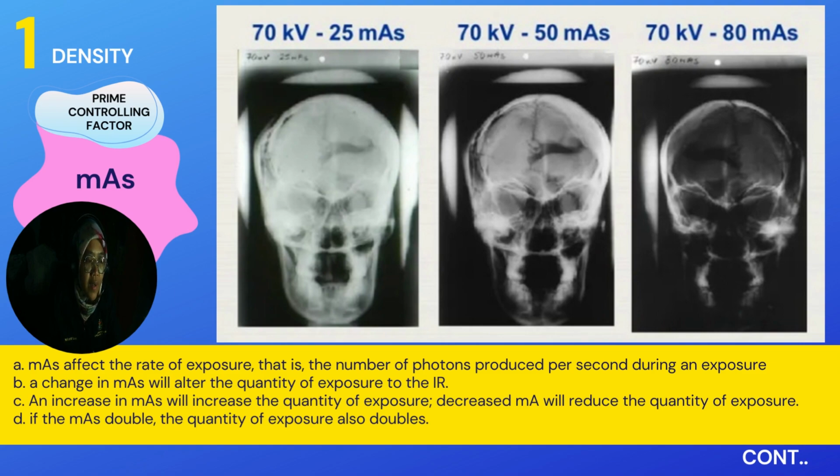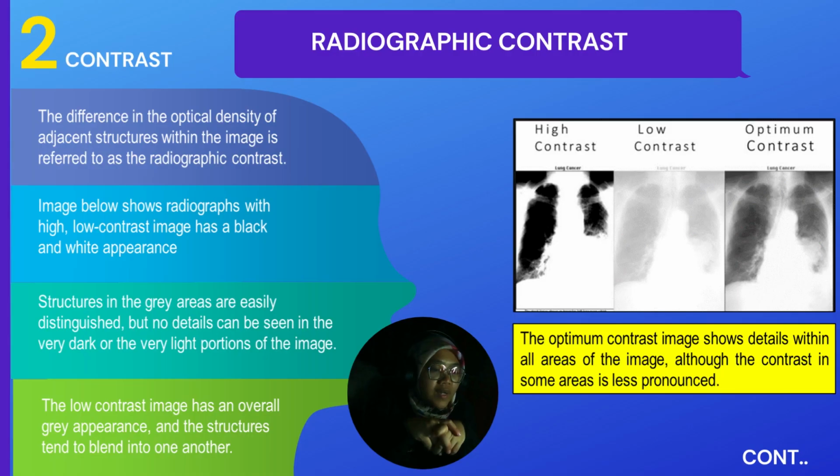Okay, the skull X-ray shows the mAs effect on the exposure. A change in mAs will alter the quantity of exposure to the image receptor. Increasing mAs will increase the quantity of exposure. Decreasing the mAs will reduce the quantity of exposure. If the mAs doubles, the quantity of exposure also doubles.